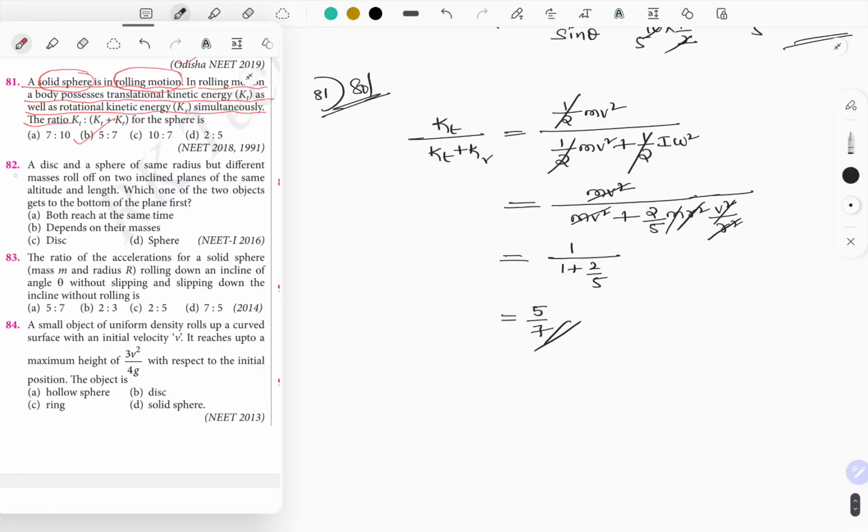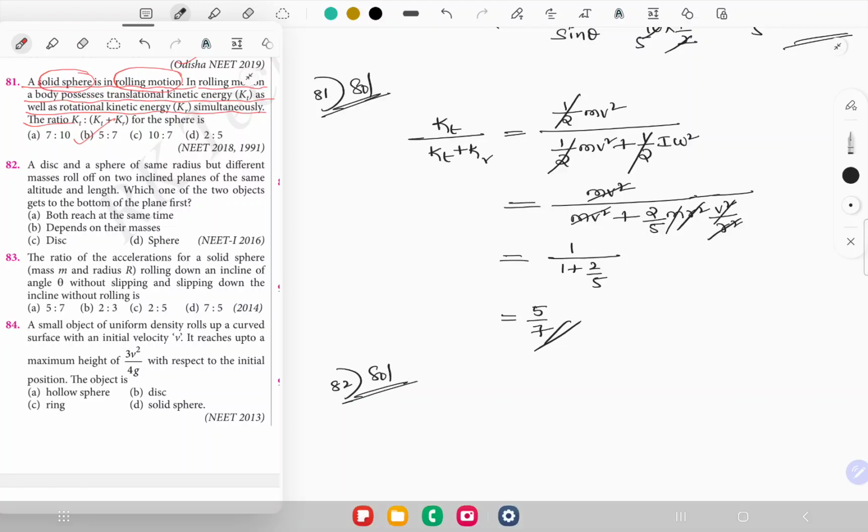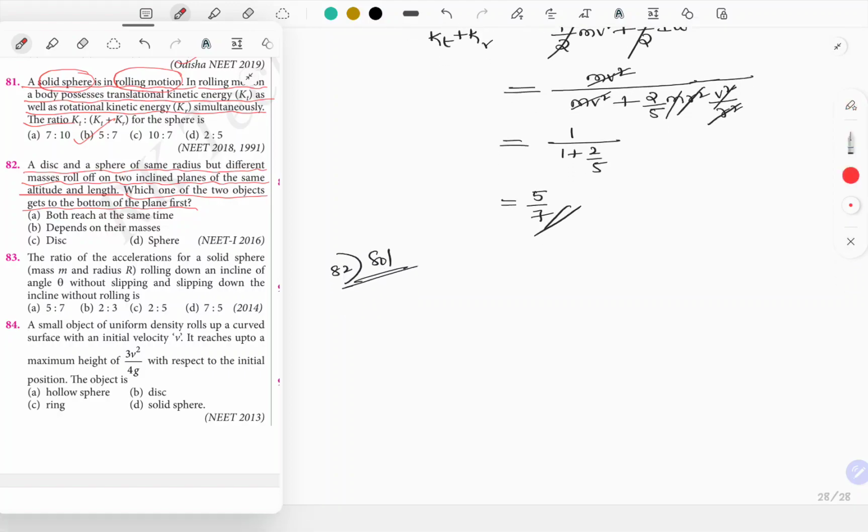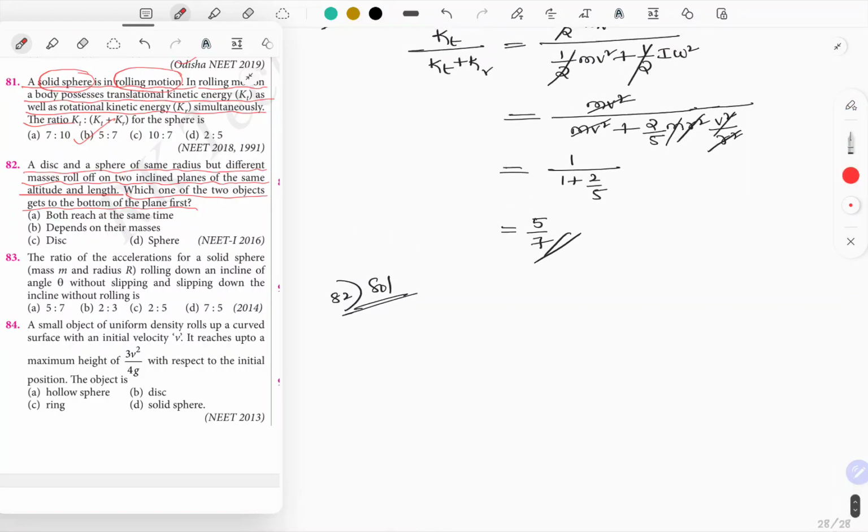Okay, next. Question number 82. Solution. A disk and a sphere of same radius but different masses rolls off on two inclined planes of same altitude and same length. Which one of the two objects gets to the bottom of the plane first? Before solving this question, we should understand one point, that what is the acceleration of a rotating body on the inclined surface. Let me explain you that.